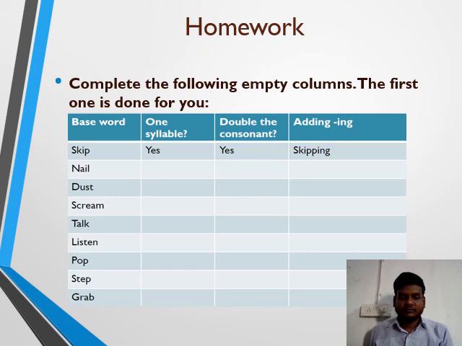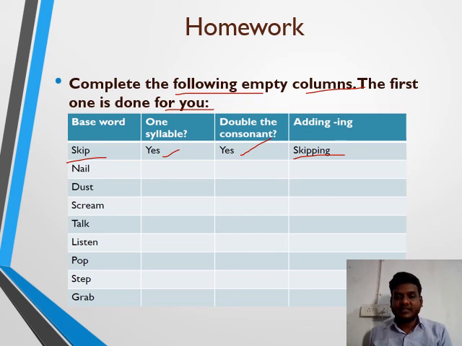Okay, students, this is the homework for you. Write in your notebooks. Complete the following empty column. The first one is done for you. Just like skipping is a one-syllable word, it has a double consonant, and you write it by adding ing, just like skipping. I hope the homework is clear to you.